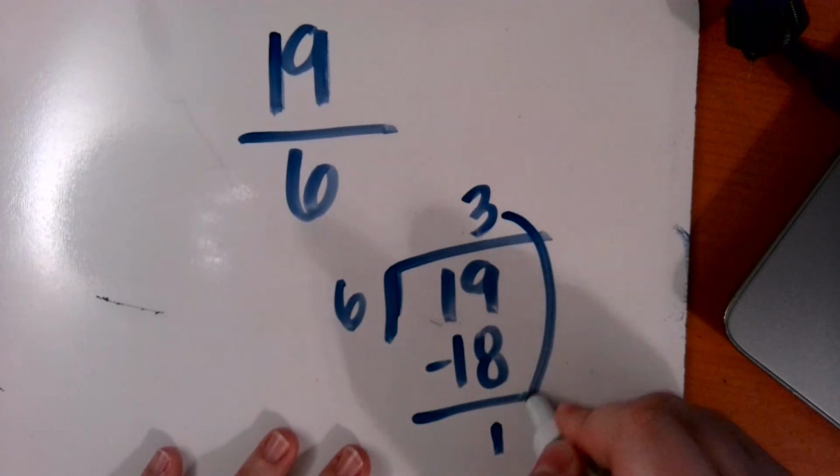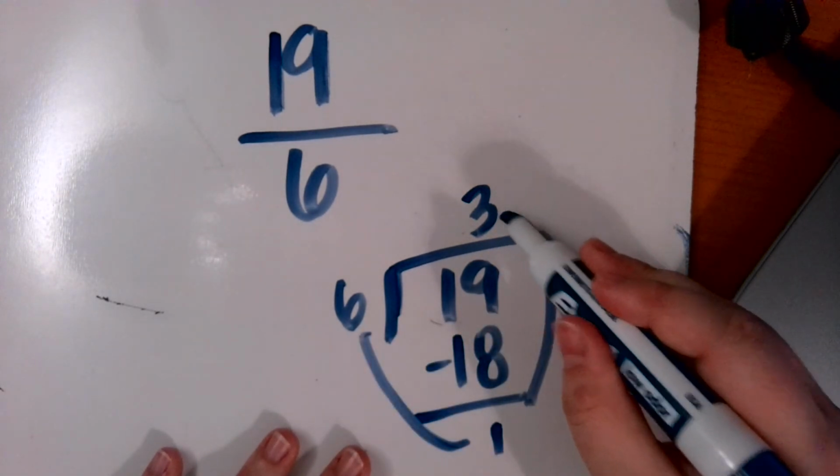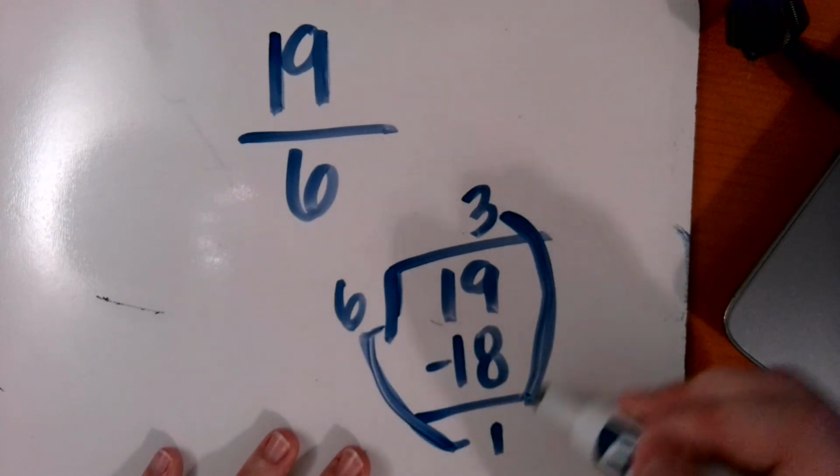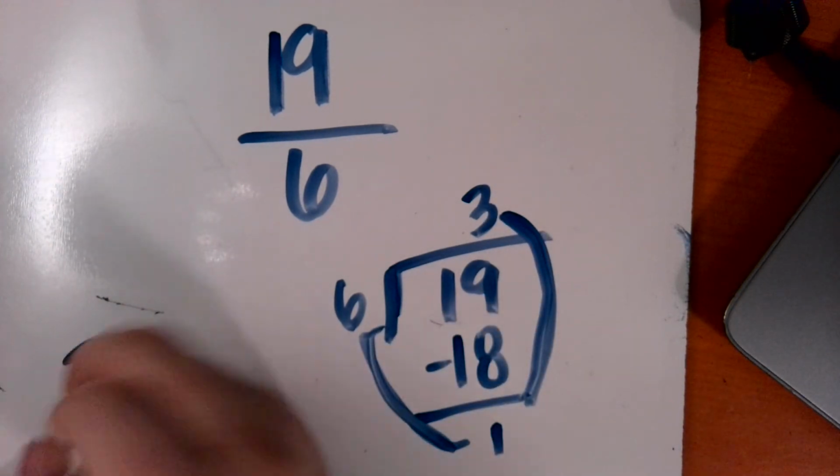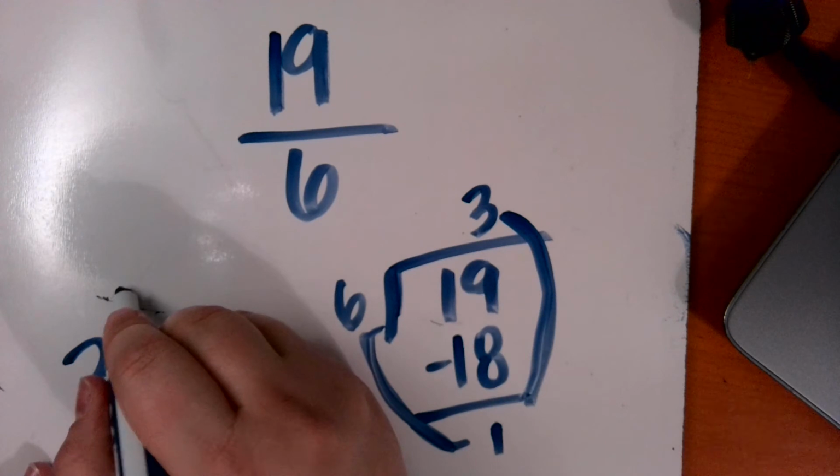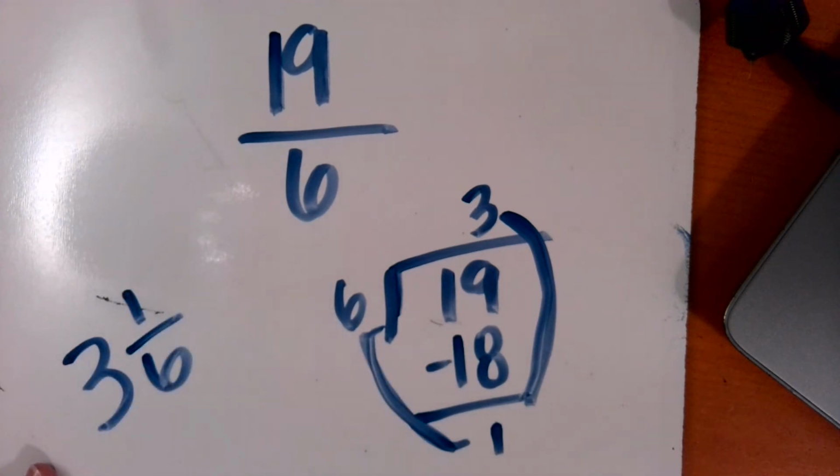So this is kind of like your V when you did Big 7. It's just kind of more of a circle now. 3 and 1/6. The whole number and then 1/6 as your denominator.